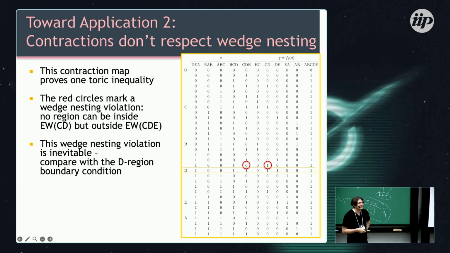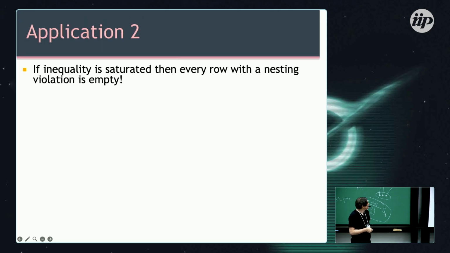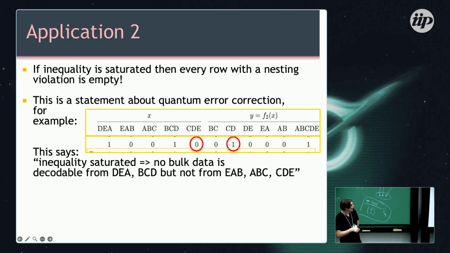So what I want to tell you is that this actually gives us an application of the inequalities, which is that, well, the proof is still valid, and that application is the following. I get to make the following statement. If the inequality is saturated, then for every row with a nesting violation, like the previous row, the corresponding region in the bulk has to be empty. So let me make a statement here. For example, because I have this nesting violation that we discussed right now, then if the inequality is true, a region in the bulk, which is in the entanglement wedge of DEA, but outside EAB, outside ABC, but inside BCD and outside CDE, that combination has to be empty.